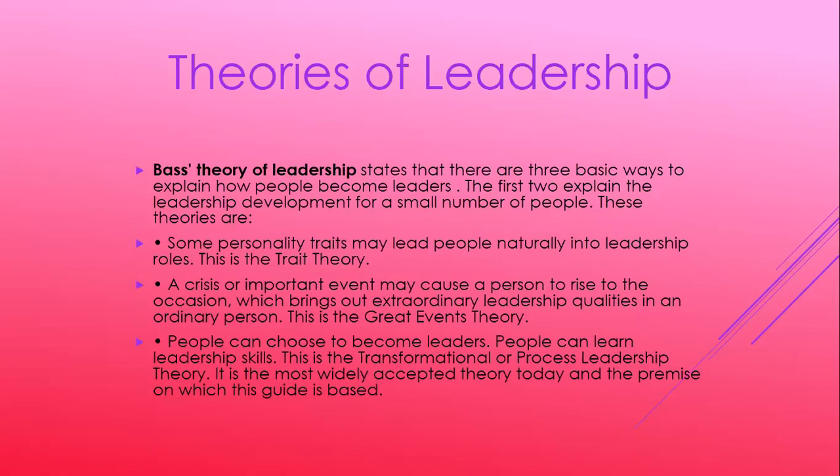And finally, we have theories of leadership. For example, the theories of leadership state that there are three basic ways to explain how people become leaders. The first explains that leadership is developed for a small number of people. These theories say some personality traits may lead people naturally into leadership roles. This is the trait theory. A crisis or important event may cause a person to rise to the occasion, which brings out extraordinary leadership qualities in an ordinary person. This is the great event theory.